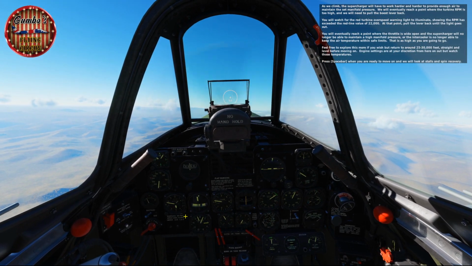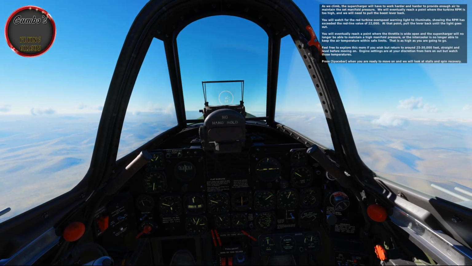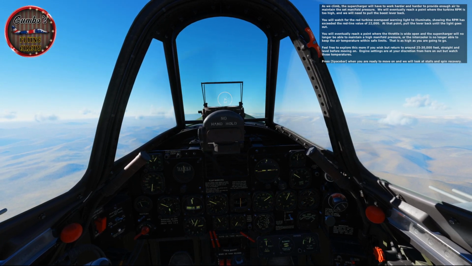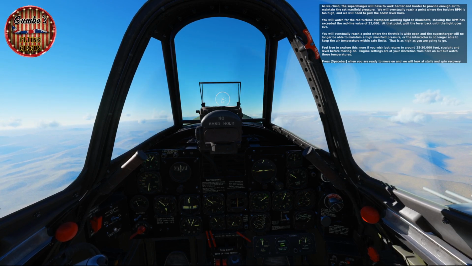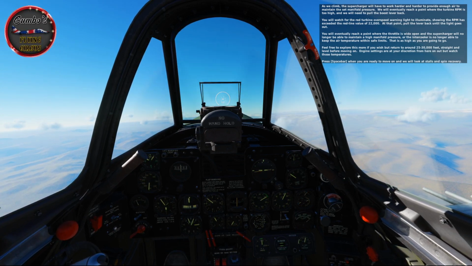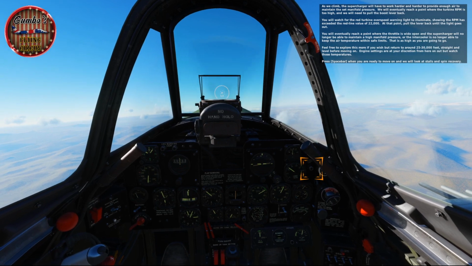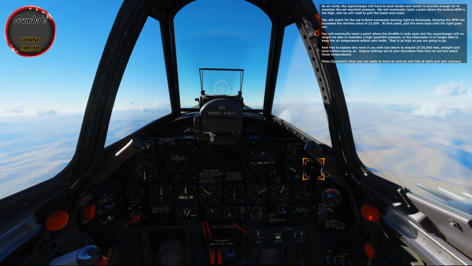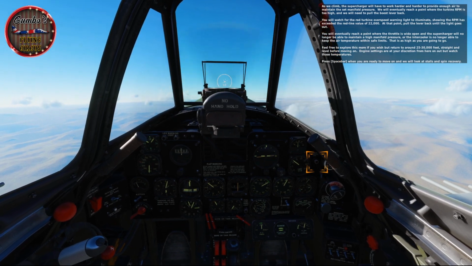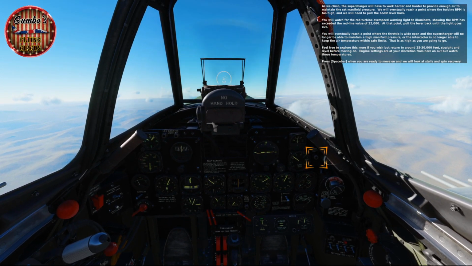As we climb, the supercharger will have to work harder and harder to provide enough air to maintain the set manifold pressure. We'll eventually reach a point where the turbine RPM is too high and we'll need to pull the boost lever back. You'll watch for the red turbine overspeed warning light to illuminate, showing the RPM has exceeded the red line value of 22,000. At that point, pull the lever back until the light goes out.